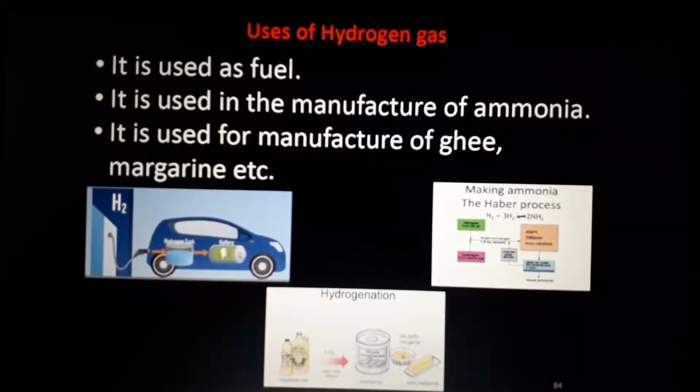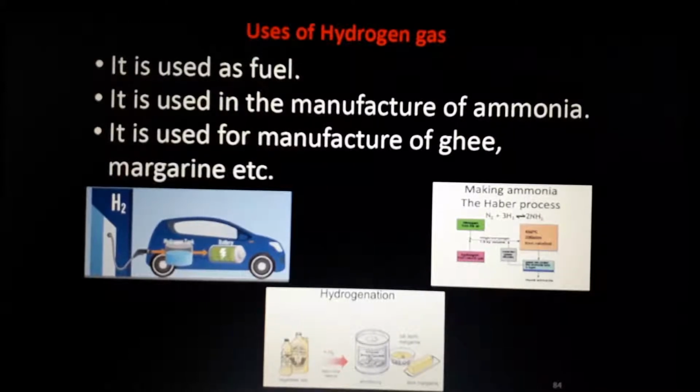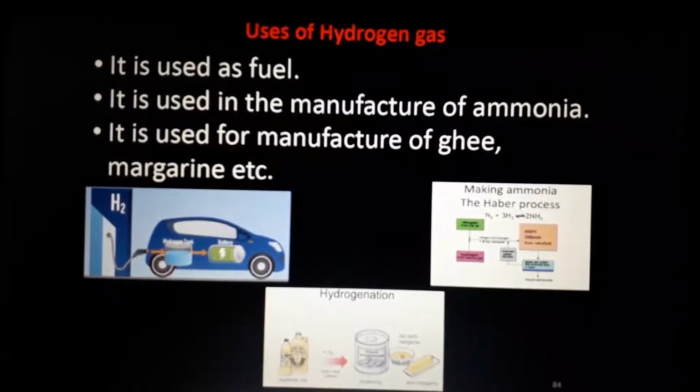And it is used in the manufacture of margarine. So what is this margarine? You have heard about vanaspati or dalda, isn't it? Actually, it is not butter or ghee. It is a special type of oil. Understand? If we pass this hydrogen gas through this oil, it will become vanaspati or dalda. That dalda is known as margarine. It has the properties of butter, but it is very cheap also. Butter or ghee is very costly.